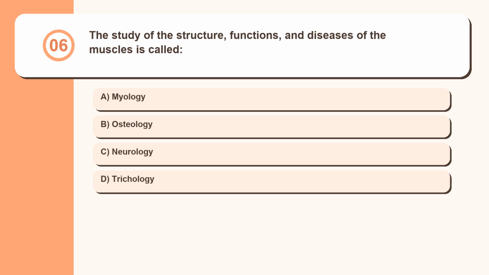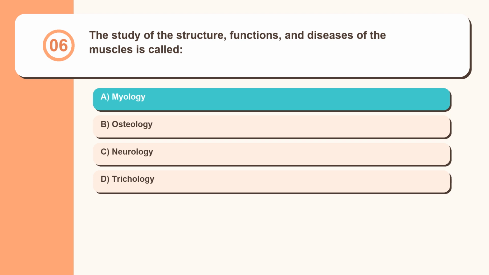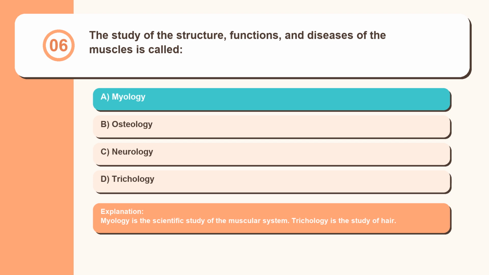Question 6. The study of the structure, functions, and diseases of the muscles is called myology, osteology, neurology, trichology. Myology is the scientific study of the muscular system. Trichology is the study of hair.